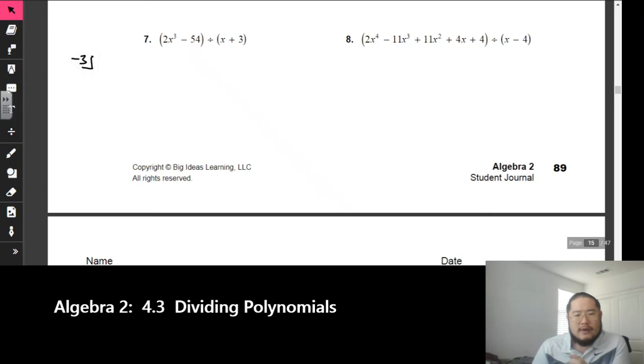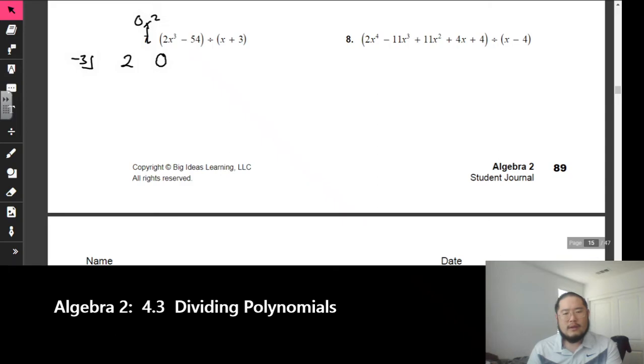Because right here, if I look at my coefficients, I start with 2x to the third. So I'm going to put a 2 right here. However, the next term should be x to the second, and there is no x to the second. So what I'm going to have to do is put a spacer down like I did in number 2, and this 0 will represent 0x squared.